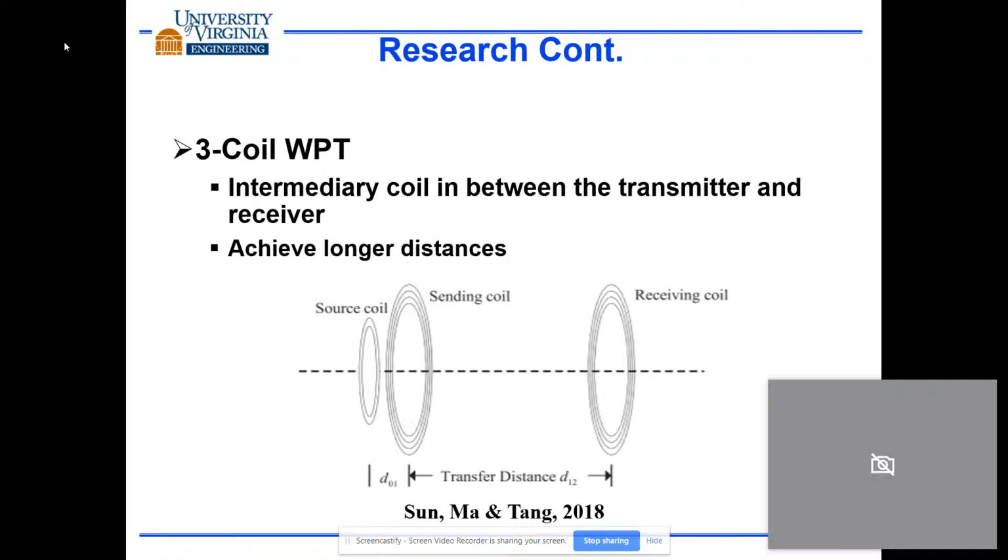I also looked at two other areas of research that I covered more in my report. It included multi-frequency WPT and bidirectional WPT, but due to timing constraints, I'm going to save that for another time.